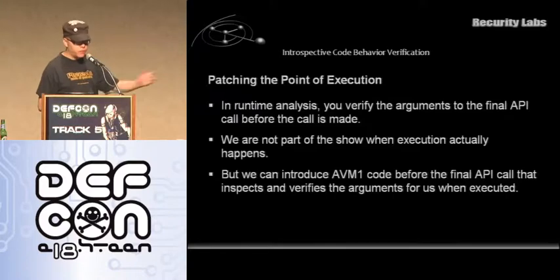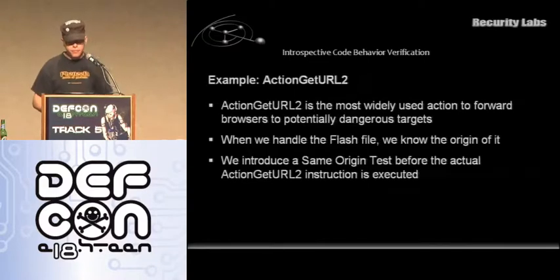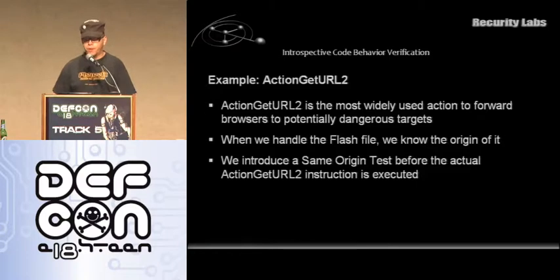We are not debugging the Flash player. But what we can do is patch the AVM code to do the check we wanted to do right at the point of execution. And this is what we do. So here's an example. There's ActionGetURL, second attempt in getting the opcode right. That actually is the most common function that forwards your browser to a different URL and is used by most of the downloaders, like the Flash downloaders that just download scareware onto your machine.